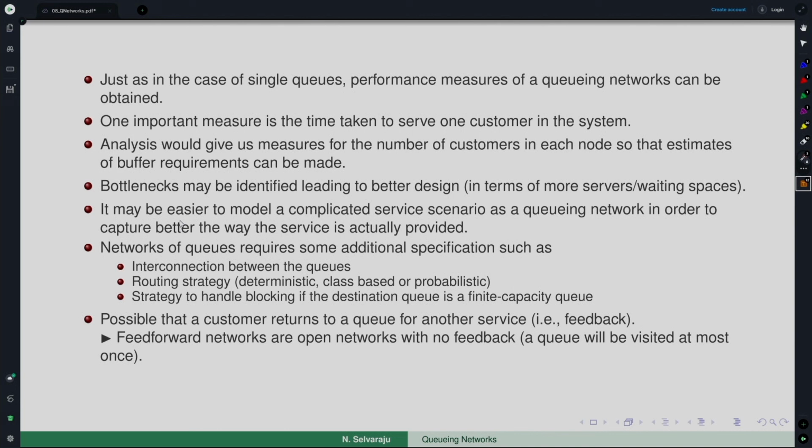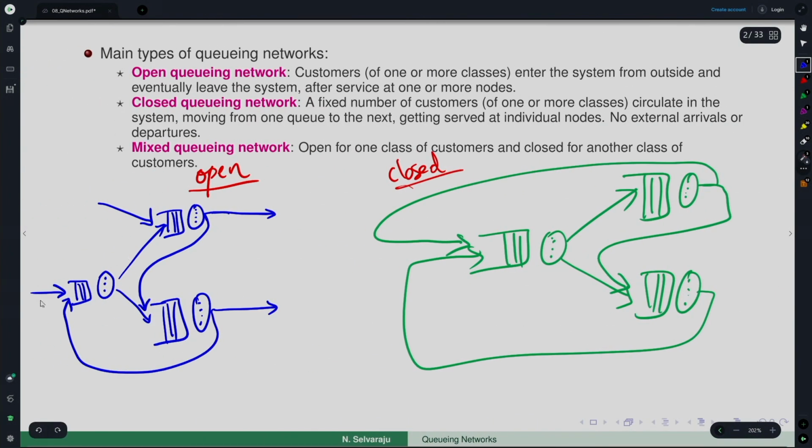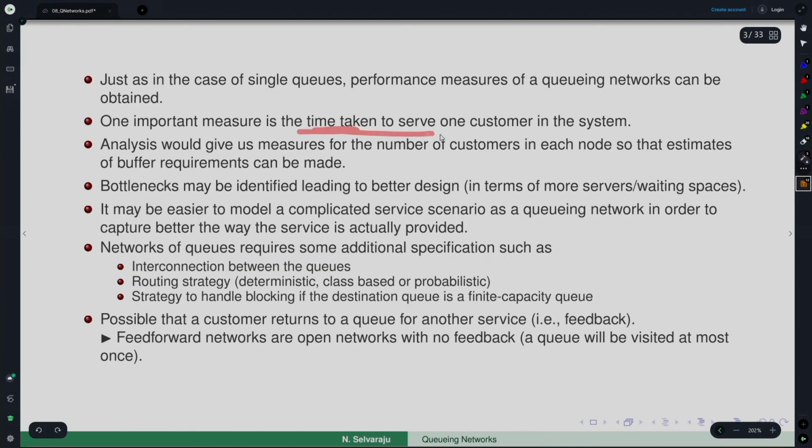And one important measure is the time taken to serve one customer in the system. This is more meaningful in the open context, because someone comes from outside and eventually leaves the system, right. It may so happen that this particular customer loops so many times, he can come again and loop many times before eventually he leaves the system, right.